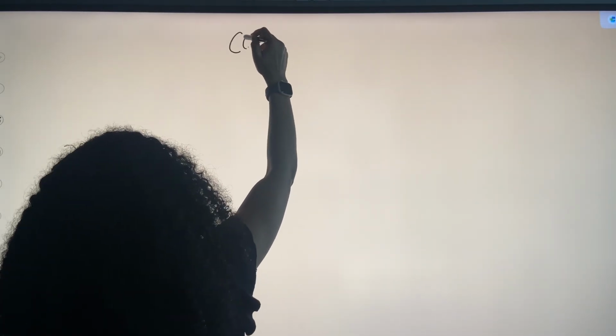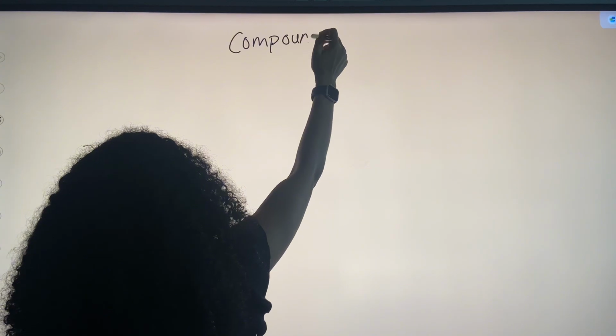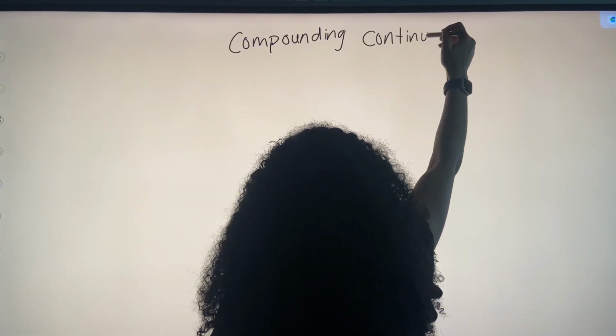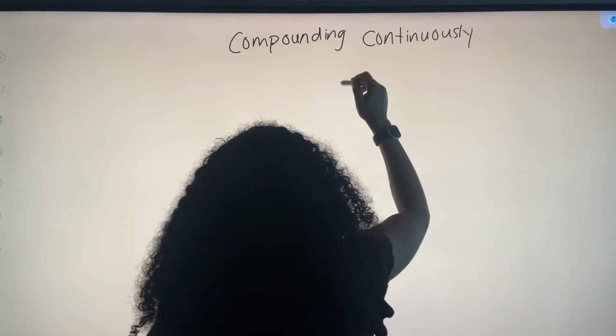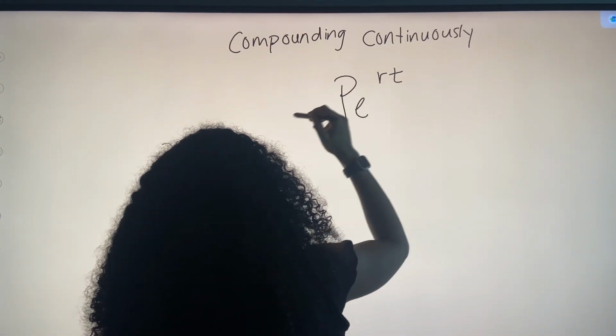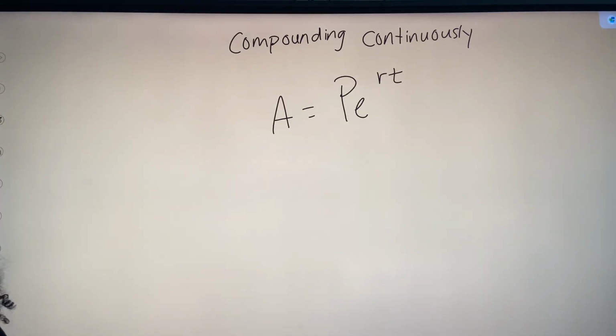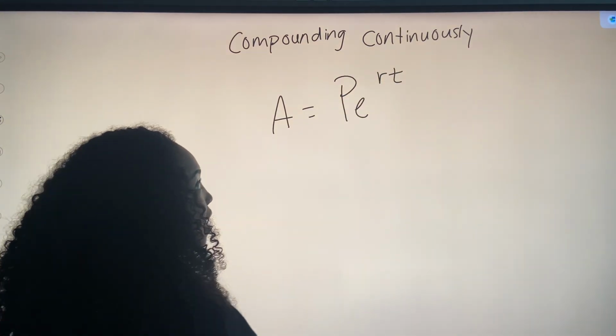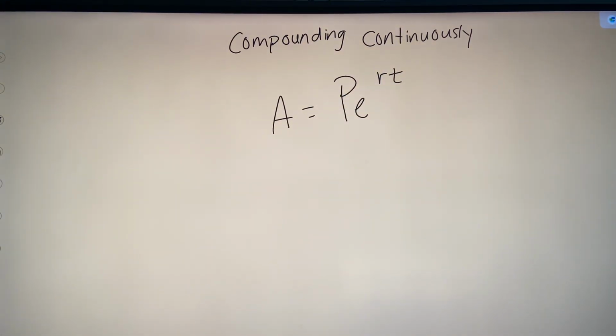The last formula that we're gonna review is compounding continuously. Do you guys remember the formula? No? PERT. There we go. Okay. P is still principal, R is still the rate, T is still the time. But we're not just compounding it once a year or 4 times a year or 12 times a year. It's continuously compounding. So your money's gonna grow faster.